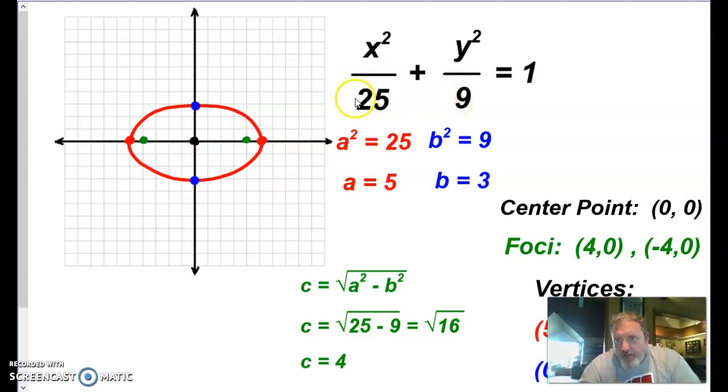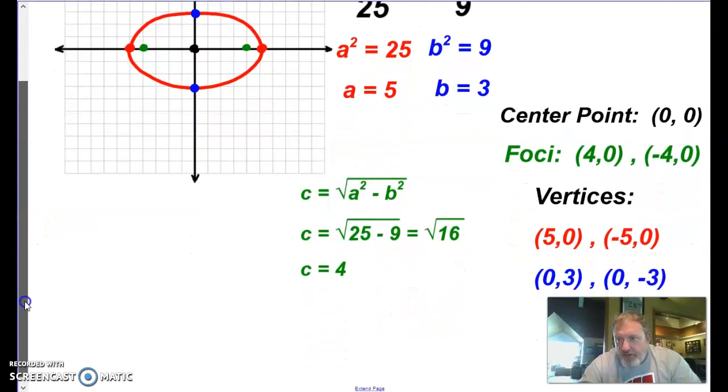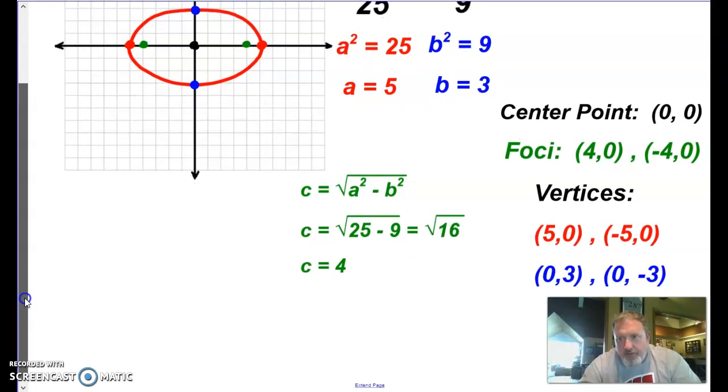This is going to be our a squared. This is going to be our b squared. So we know a is 5 and b is 3. Since x is listed first, we have a major axis going horizontally. So we know center point 0, 0, and we go 5 units to the right and to the left. And then our minor vertices are 3 up and 3 down. So again, we got our center point at 0, 0. You got our vertices there. You see a 5, 0, negative 5, 0, 0, 3, 0, negative 3.